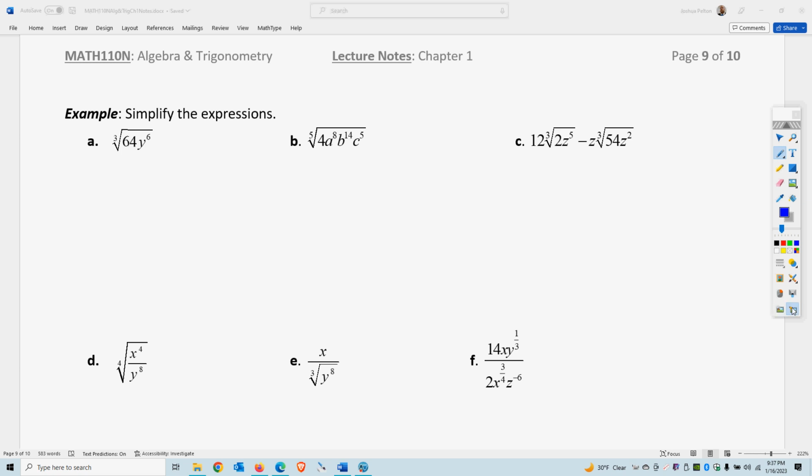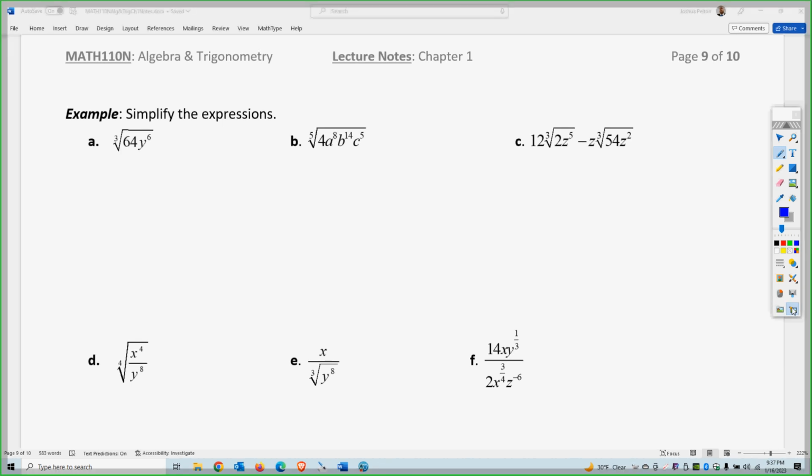This is Professor Pelton. This is part 4 of Chapter 1, Section 3. This is just a smorgasbord of problems that involve all the things that we've learned so far: radicals, exponents, and simplifying. And these are some numeric and algebraic combinations, so it kind of puts everything together.